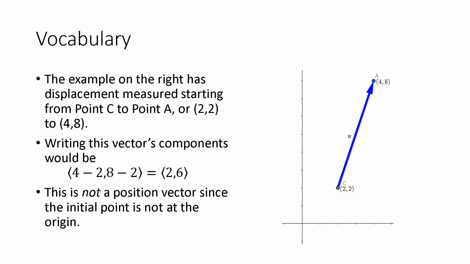So from any starting point, you move 2 units horizontally, you move 6 units vertically, both in the positive directions, and you end up at the terminal point, and that gives you a description of this vector. So again, the 2 and the 6 are not ordered pairs. This basically tells you whatever your initial point is, you move 2 to the right, you move 6 up, and that's where your terminal point is going to be for this vector. But this is not a position vector because the initial point is not at the origin.